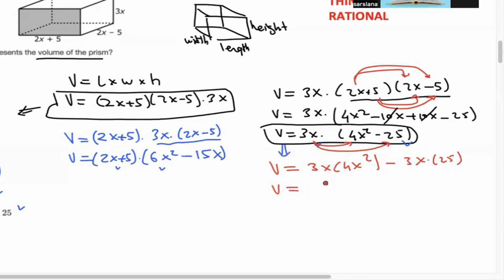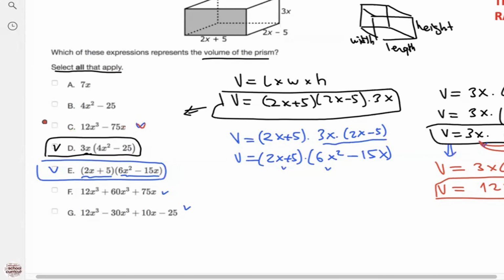So V is equal to 3x times 4x squared, which is 12x cubed, minus 3 times 25, which is 75x. So this is also volume. This expression is also equivalent to those expressions. So do we have that? Yes, we have it here in option C, okay? So these three of them will be the correct ones.